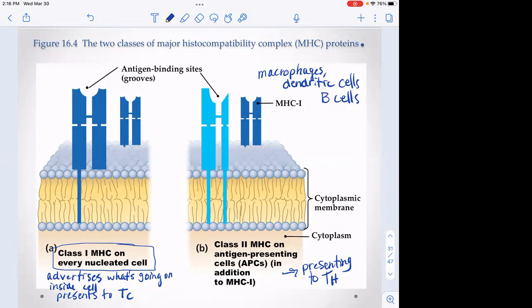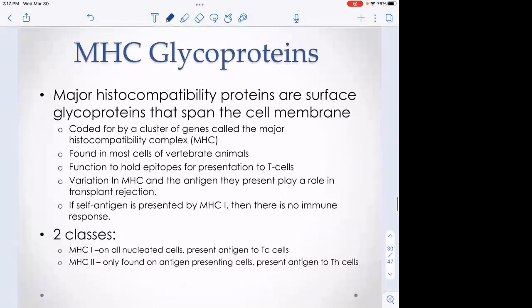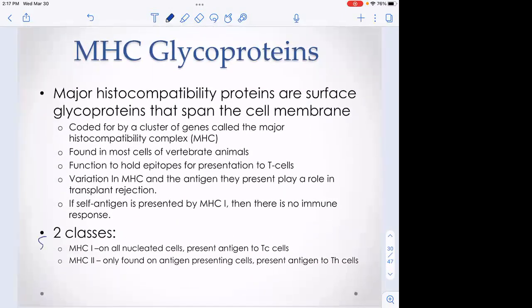Okay, so that's going to be things that they phagocytize. Those are termed exogenous antigens. They were outside of the cell. And things that were inside of the cell, endogenous antigens. Okay, so I think I have that written back up here. The difference between the two classes: present antigen to cytotoxic T cells, again, present antigen to T helper cells. Okay, what else did I say here?